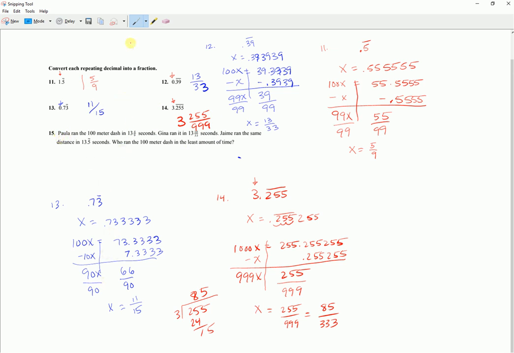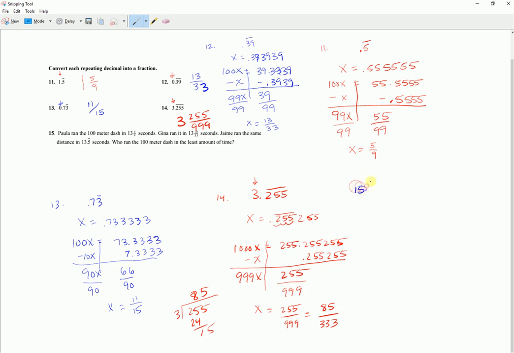Number 15. So Paula and Gina are racing. Jamie ran the same distance in 13.5 repeating seconds. Oh, goodness gracious. Who ran the 100 in the least amount of time? All right, well, we got to get them all to fractions. I mean, in theory, you could just type this into your calculator and see what decimal it is. But that's not nearly as much fun as what we're going to do.